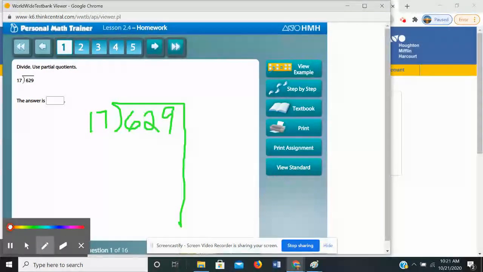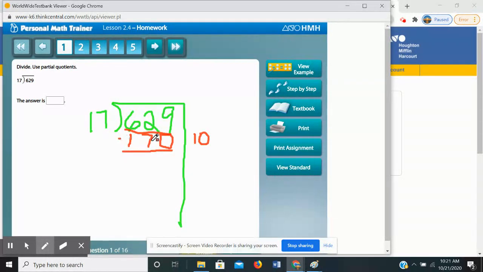Okay, so you're using your partial quotient strategy today. And remember, the best way to do that is with multiples of 10. So I look at this number here, 629, the whole number, and I want to times 17 by a multiple of 10 to bring me close to without going over, okay? Or not even close to, but just working in multiples of 10. So I'm going to take 17, I'm going to multiply it by 10. When I do that, you're going to get 170.